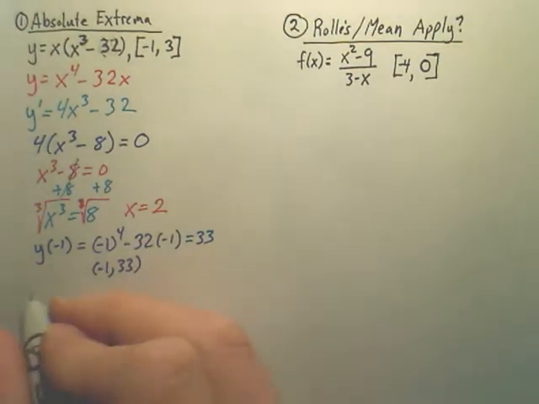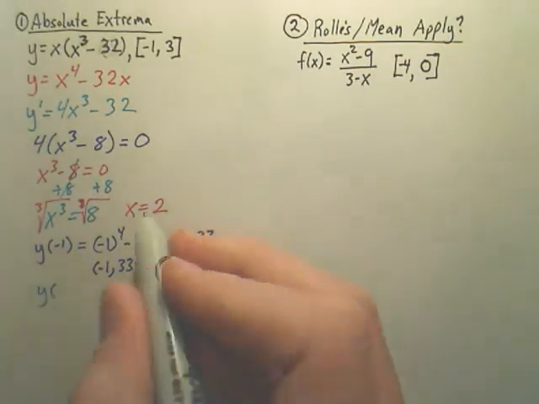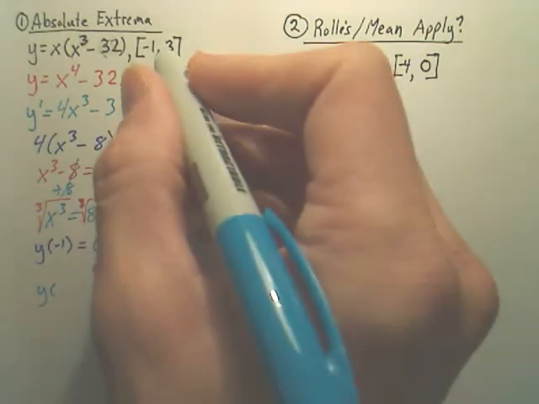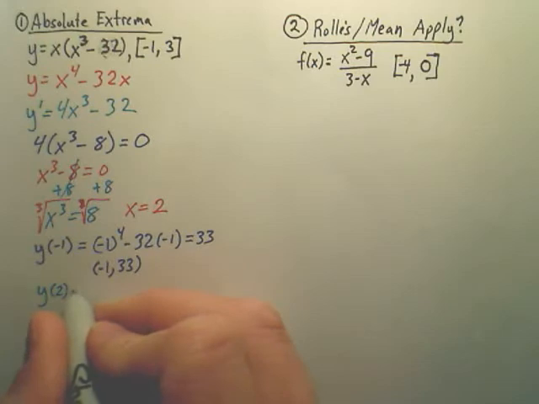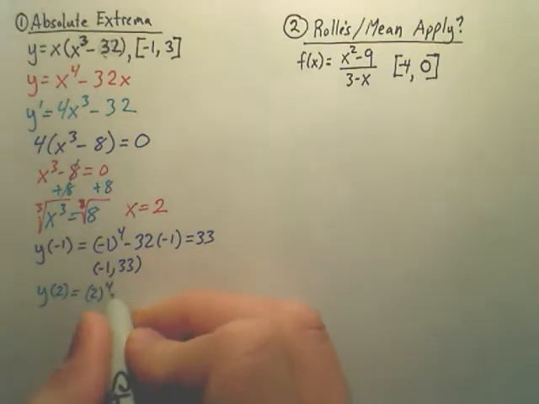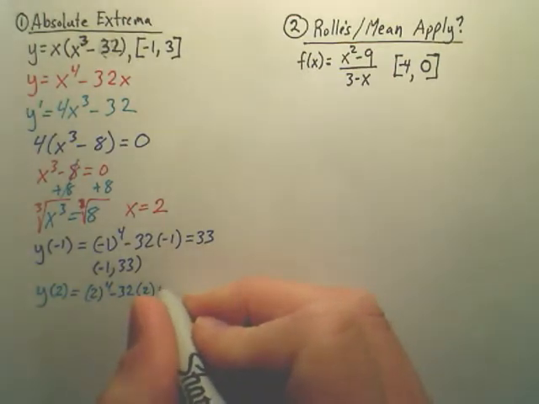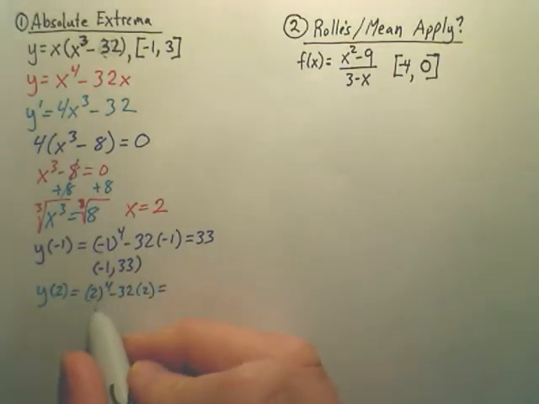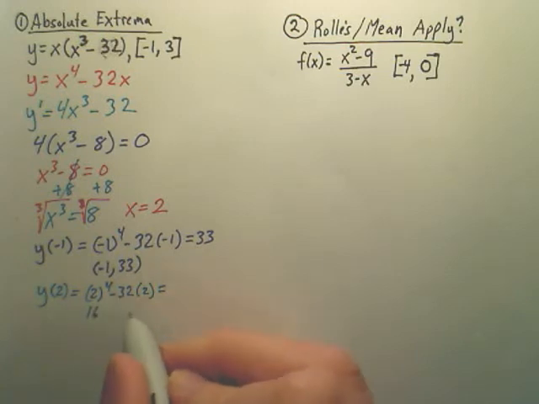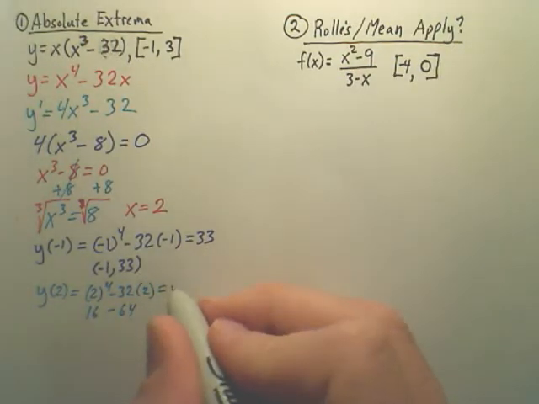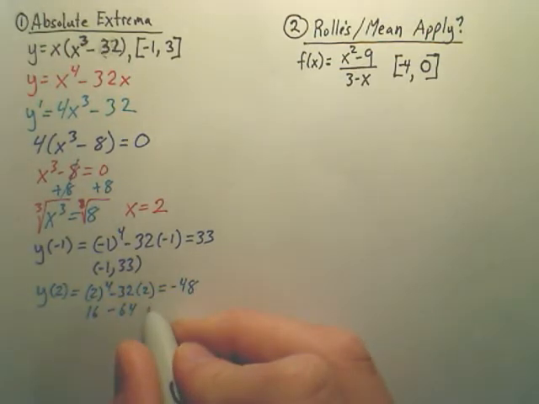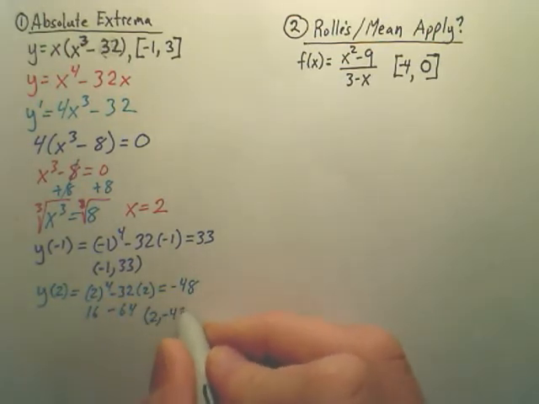And then the next one, let's plug in 2, because that's the next on the interval. 2 is inside the interval. So when you plug in 2, you get 2 to the fourth minus 32 times 2, which is 2 to the fourth is 16, minus 64. 16 minus 64 is negative 48. So this one is 2, negative 48.